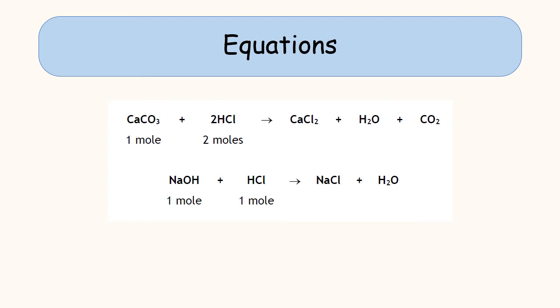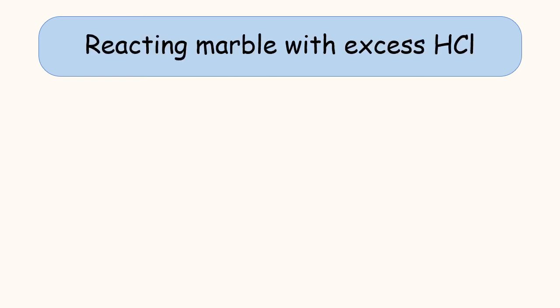Now the equations we're going to use: calcium carbonate reacting with hydrochloric acid occurs in a 1:2 ratio, and then sodium hydroxide reacting with hydrochloric acid reacts in a 1:1 ratio. It is always important to keep both equations in mind so that you keep yourself straight whenever you're doing your calculations. Make sure you know for each equation which one is being used, and what the molar ratio is.